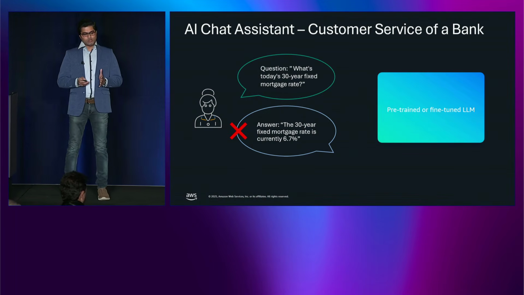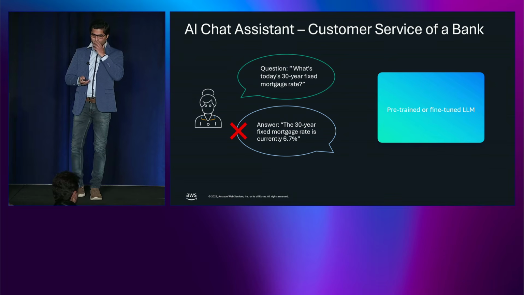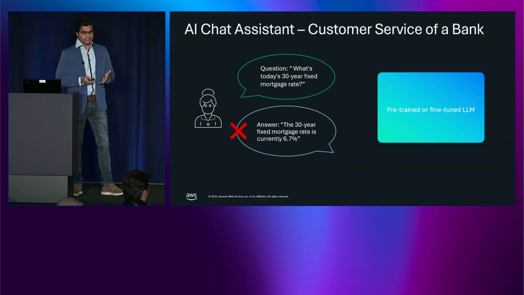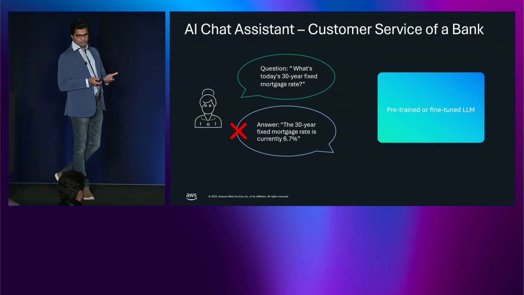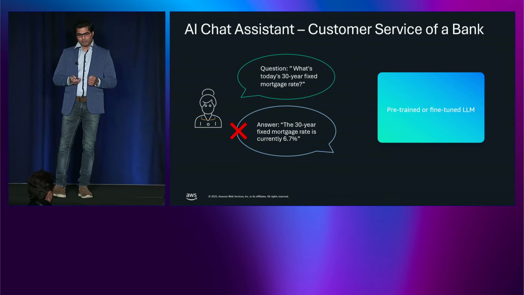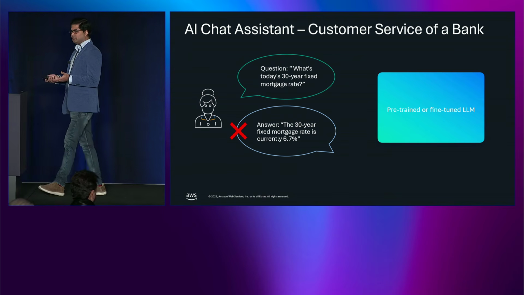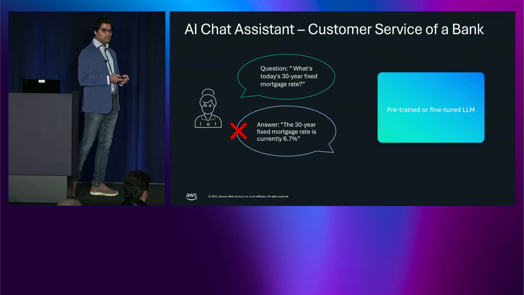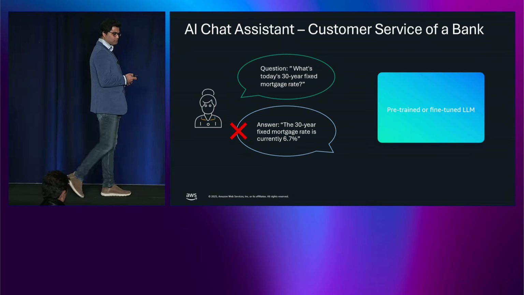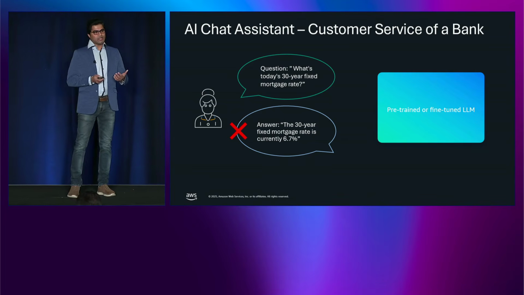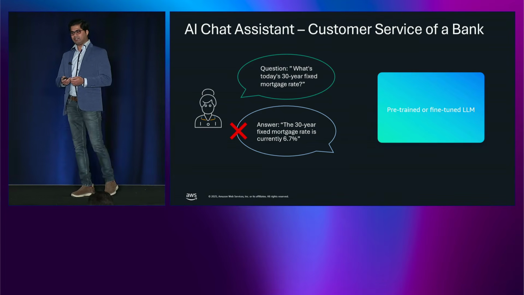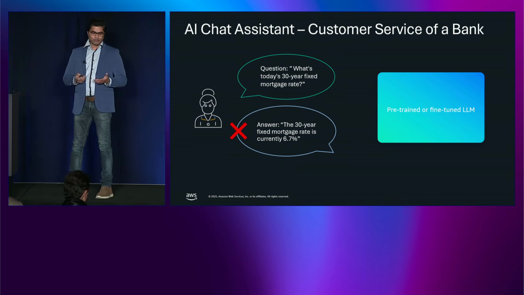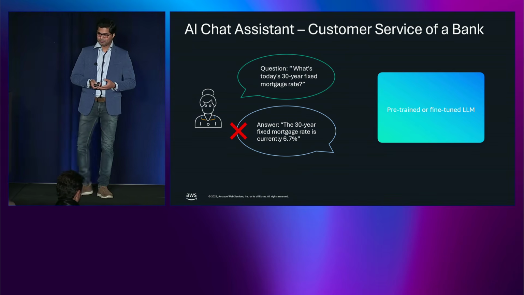To understand that, let's go through a real-world use case. Let's assume you have an AI chat assistant that is being built by the customer service of a bank. They have fine-tuned a model based on their previous data, and the end user comes and asks, what is today's 30-year fixed mortgage rate? Now, the AI model was trained some time back. It does not have the latest information, and it gives outdated information confidently, saying today's mortgage rate is 6.7%.